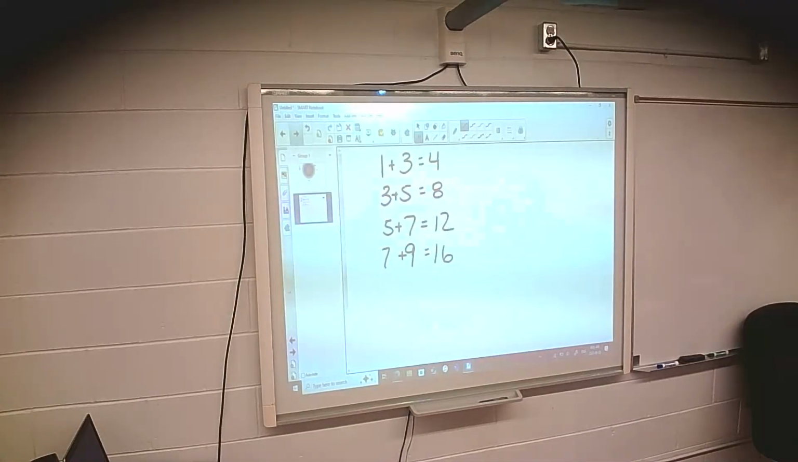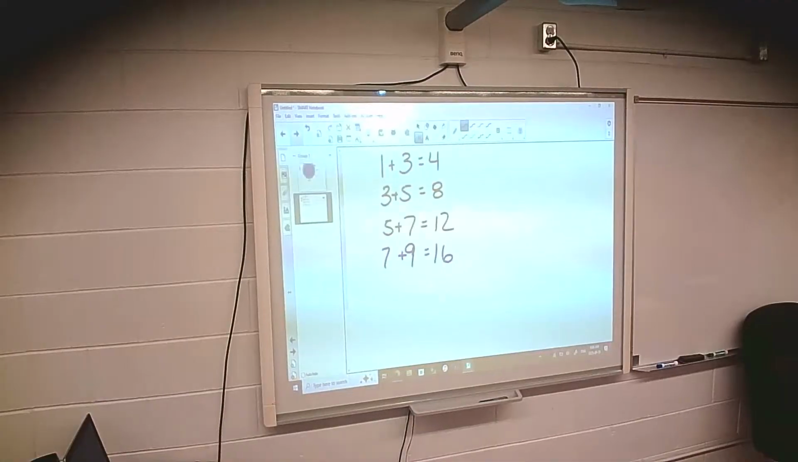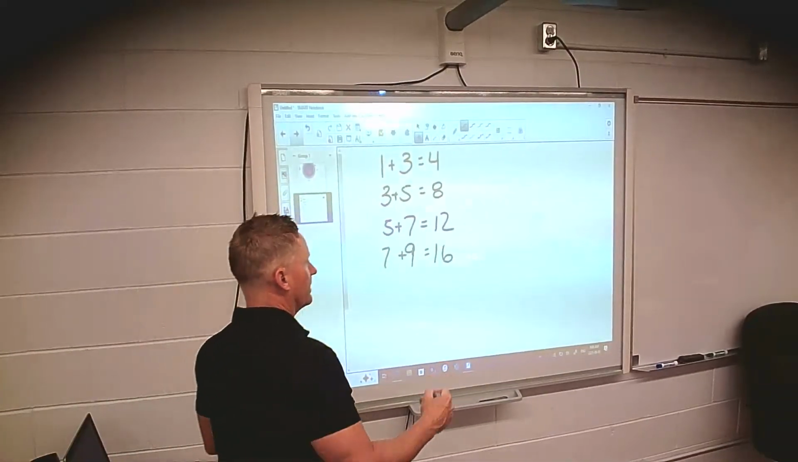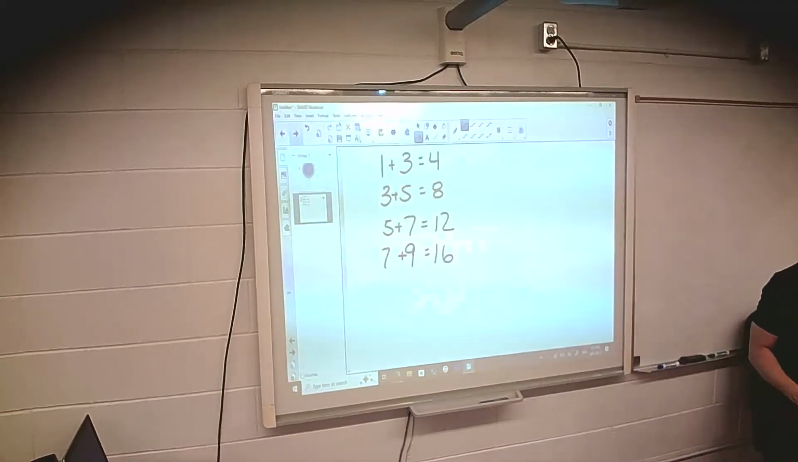Yeah. So what the conjecture might be: if I add 2 consecutive odd numbers together, I'm going to get a value that is divisible by 4. Okay, so let's try it and let's see. Give me 2 consecutive odd numbers. Larger numbers. 17 and 19.